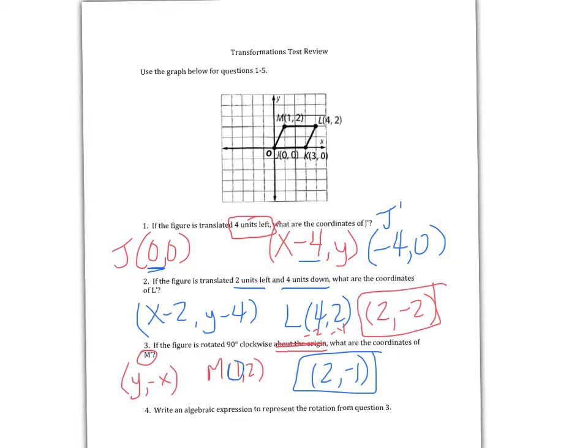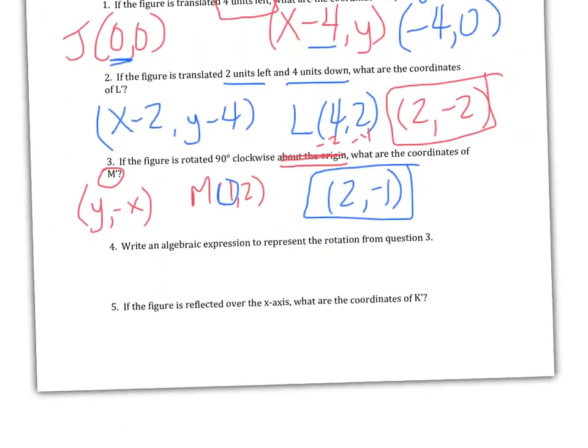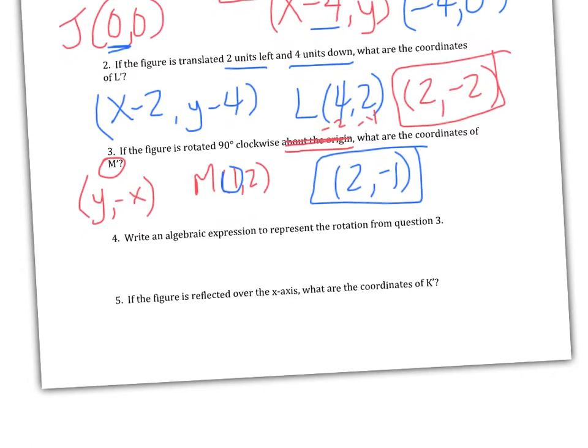Number 4 says, write an algebraic expression to represent the rotation. Well, it turns out we basically just did that with our rule, so it's y, negative x.